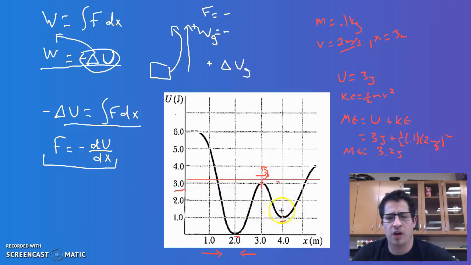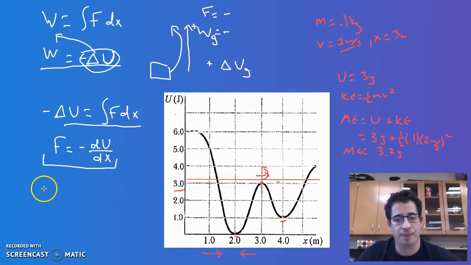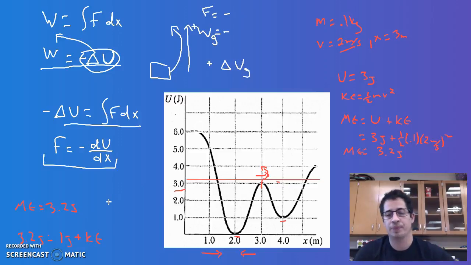Okay, and then we could figure out, say, like how fast it would go right here. Well, at this point, at position 4, we could say, okay, well, if I want to know what the velocity is at position 4 right there, I could say, well, the total mechanical energy I found to be 3.2 joules. At that position, we have 1 joule of potential energy. Let me solve for the kinetic energy, and then I can solve for the velocity. Okay, so with that knowledge, I'd like you to go ahead and solve for the velocity at this position right here. How fast is it moving when it's at a position of 2 meters?